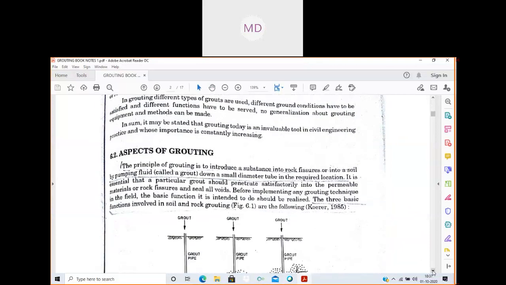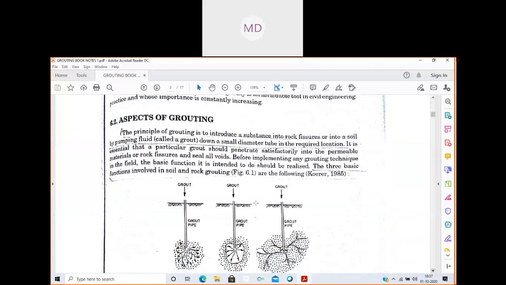So now we move to the aspect of grouting. The principle of grouting is to introduce a substance into rock fissures or into the soil by pumping a fluid called grout. The fluid that we pump inside the subsurface rock is termed grout, and the process is called grouting, down a small diameter tube in a required location. It is essential that a particular grout should penetrate satisfactorily into the permeable material or rock fissures and seal all voids.